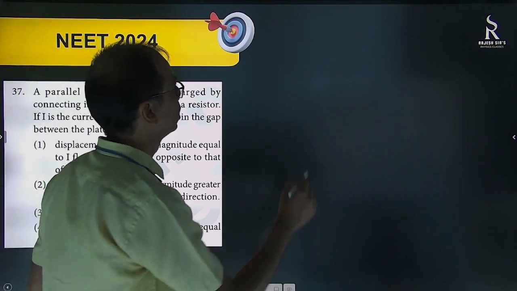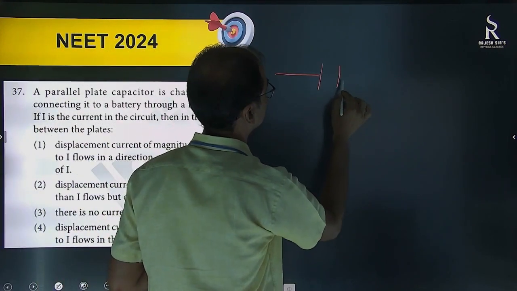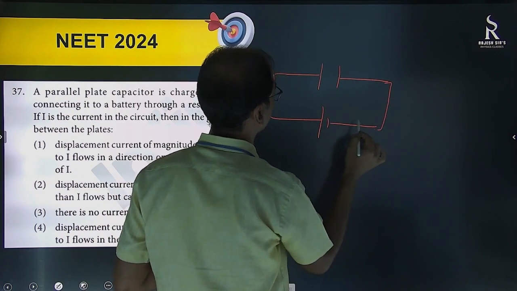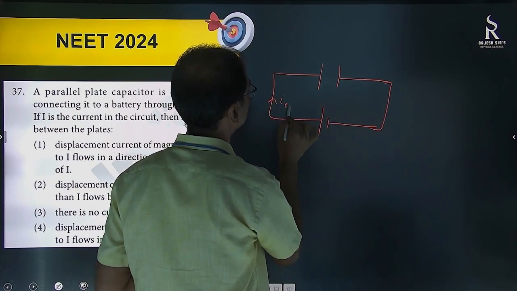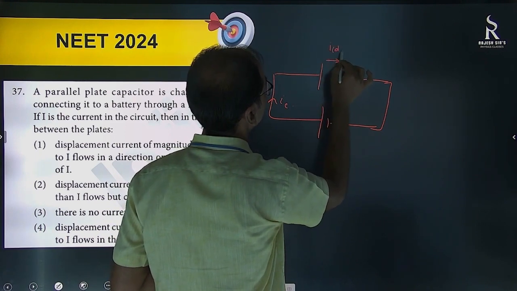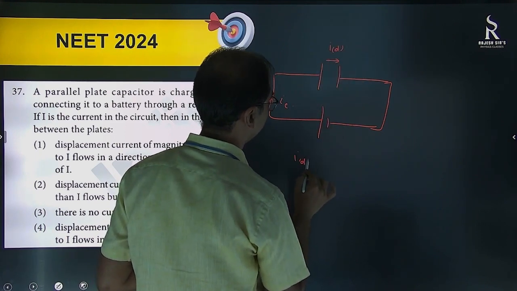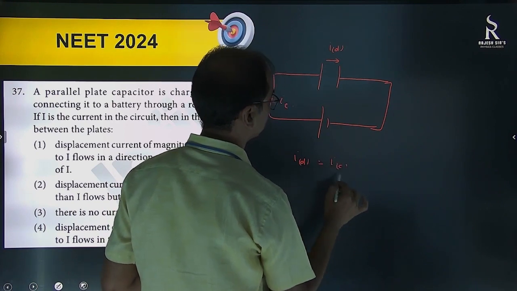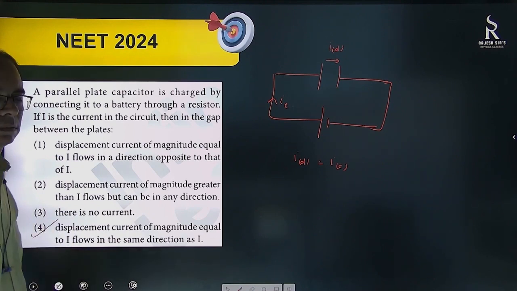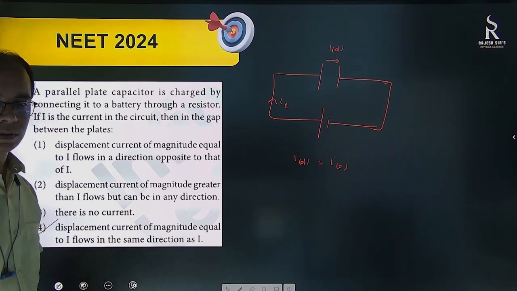No. If there is a capacitor and this is how the battery is connected, if the conduction current is like this, then the displacement current also will be like this only, and the displacement current's value will be equal to the conduction current. Displacement current of magnitude greater, no chance. There is no current, no. Displacement current of magnitude equal to I flows in the same direction as I. Conceptual question, easy question.